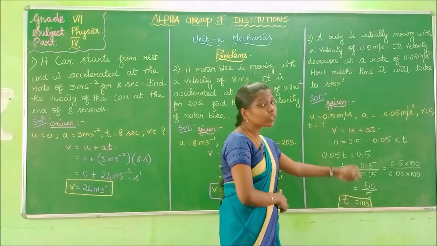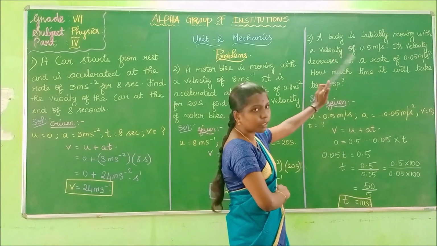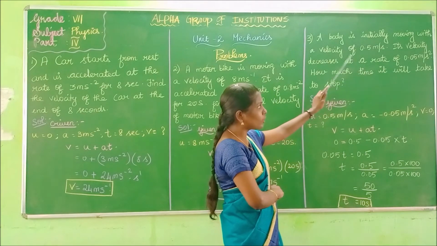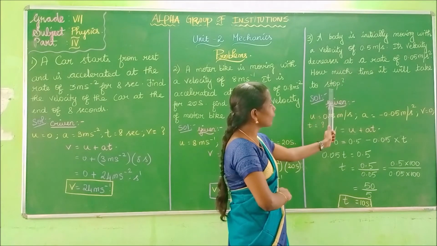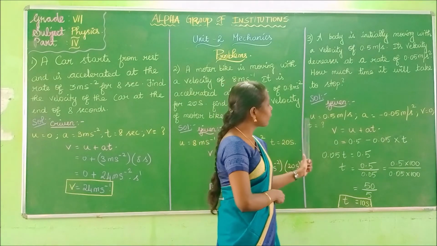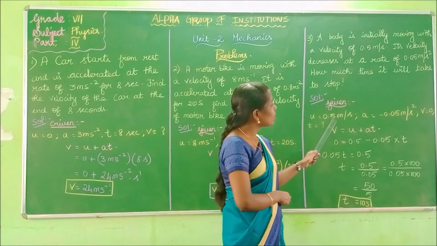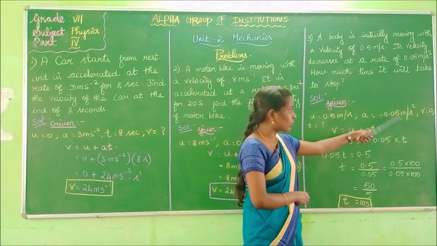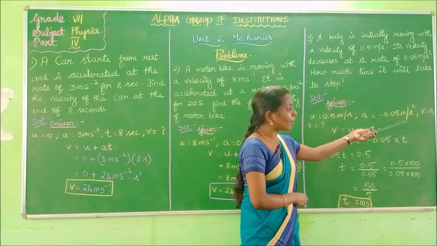Is it clear? Listen. A body is initially moving with a velocity of 0.5 m/s. Its velocity decreases at the rate of 0.05 m/s². How much time will it take to stop? They are asking us to calculate the time. They have given us the value for initial velocity, 0.5 m/s, and acceleration is minus 0.05 m/s². The final velocity value is not given here.